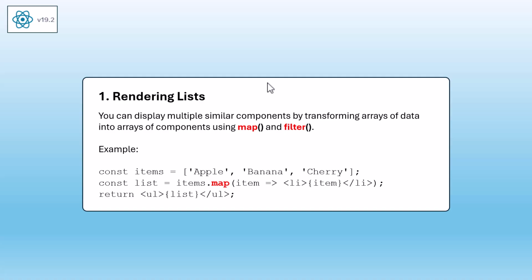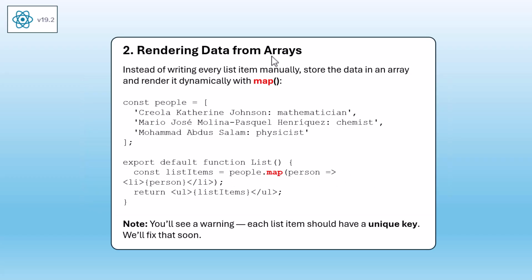In many cases, when we build interfaces in React, we need to show several similar components, for example, a list of comments, a gallery of images, or a collection of names and descriptions. To achieve this, we can take advantage of JavaScript's array methods, especially filter and map, to transform arrays of data into arrays of React components. 2. Rendering data from arrays.